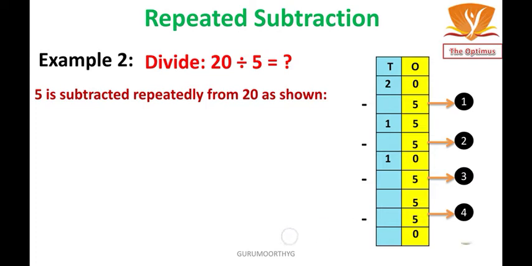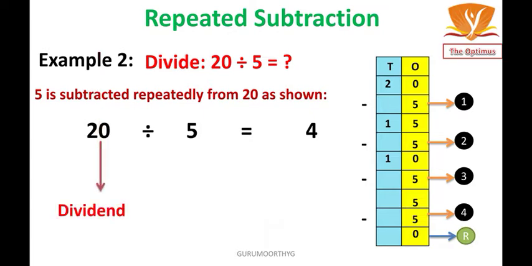Here remainder is 0. Therefore, I am going to represent it in division equation: 20 divided by 5 equals 4. Here 20 is dividend. Next, division symbol. Next, 5 is divisor. Next, equal symbol. 4 is quotient. Here remainder is 0.